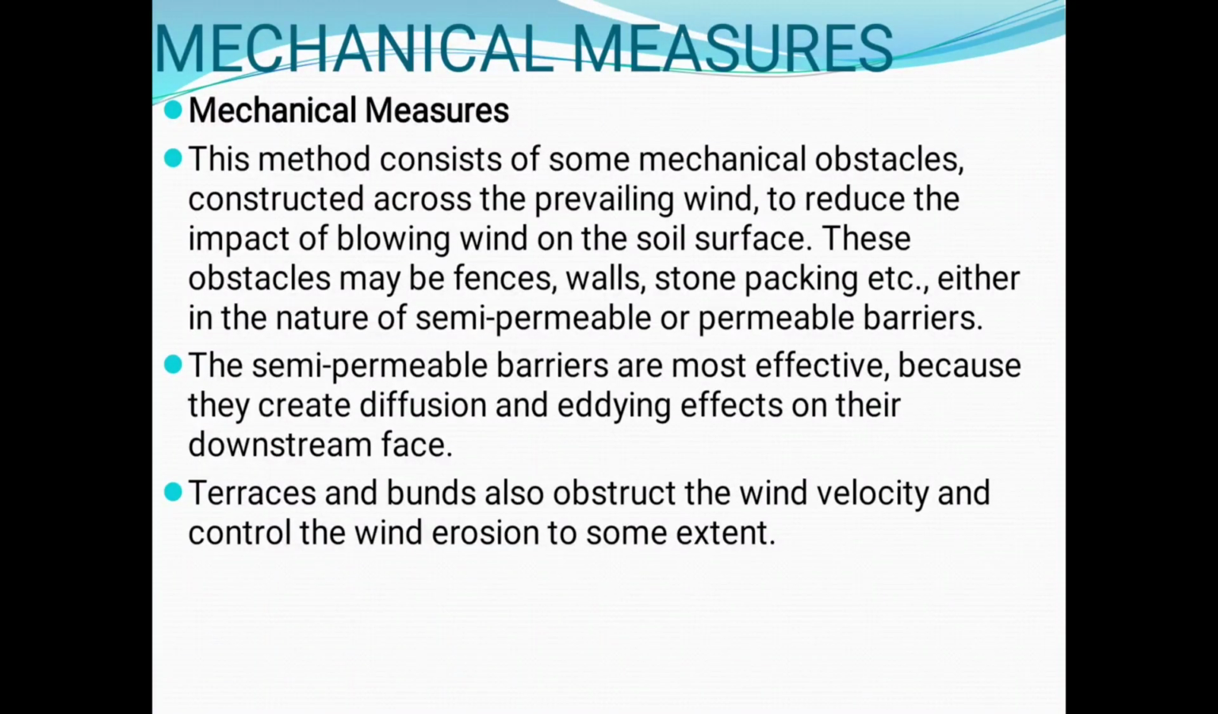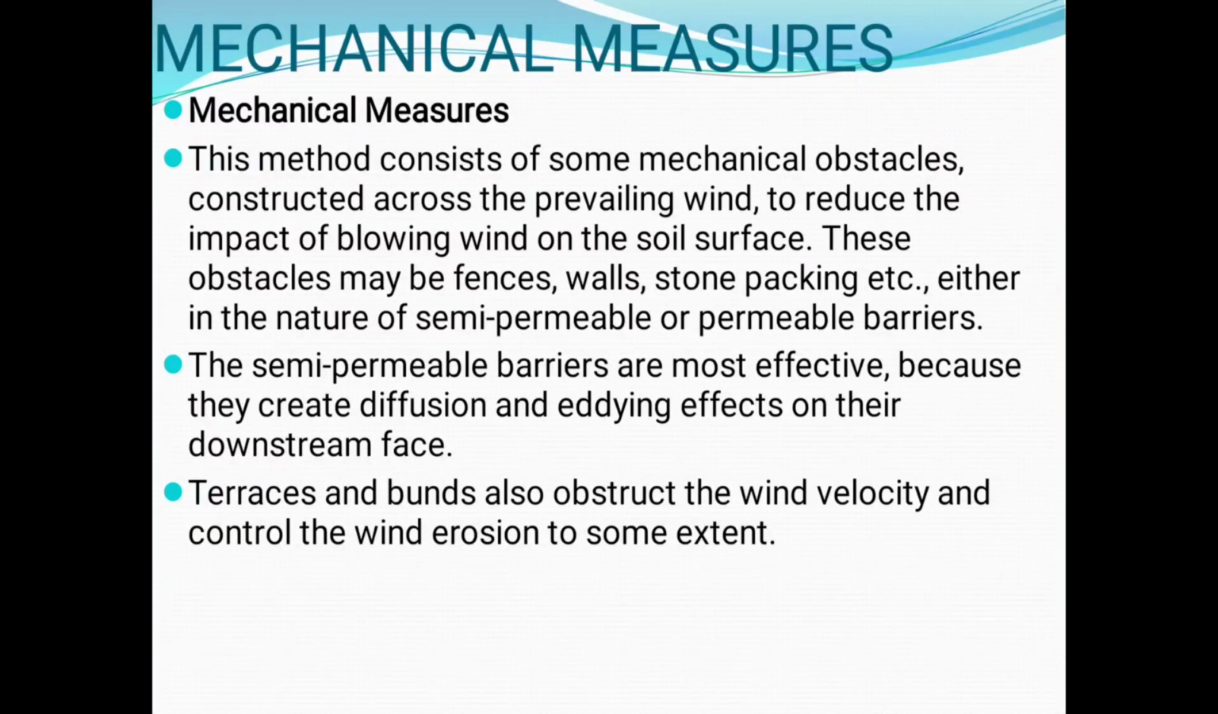Next one, mechanical measures. This method consists of some mechanical obstacles constructed across the prevailing wind to reduce the impact of blowing wind on the soil surface. These obstacles may be fencing walls, stone packing, etc., either in the nature of semi-permeable or permeable barriers. The semi-permeable barriers are most effective because they create diffusion and aiding effect on the downstream phases.